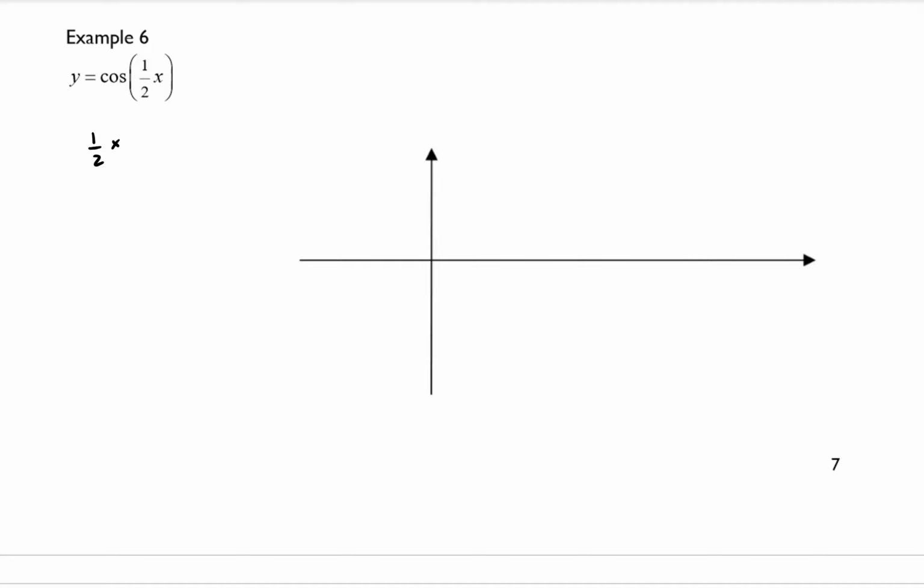Example 6 wants us to graph y equals cosine of 1/2 x. Now let's do the same thing where we take the inside of the parentheses and place that between 0 and 2 pi. Now if we multiply all sides by 2, we get 2 times 0 is less than or equal to 2 times 1/2 x, which is less than or equal to 2 times 2 pi, and that is going to simplify to 0 is less than or equal to x, which is less than or equal to 4 pi.